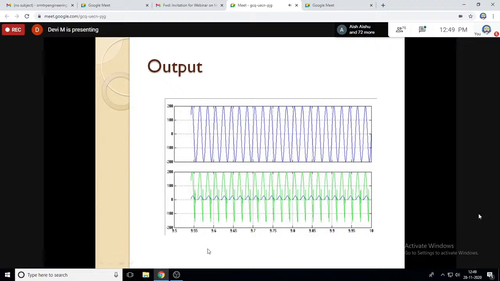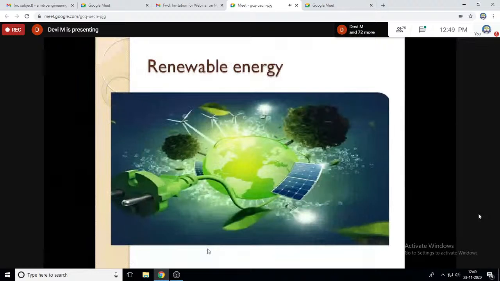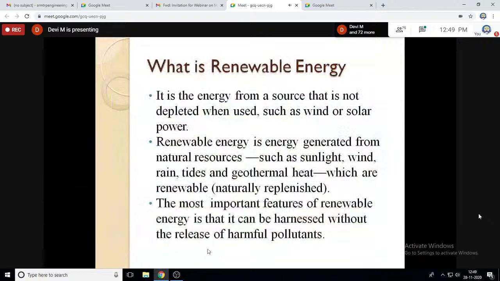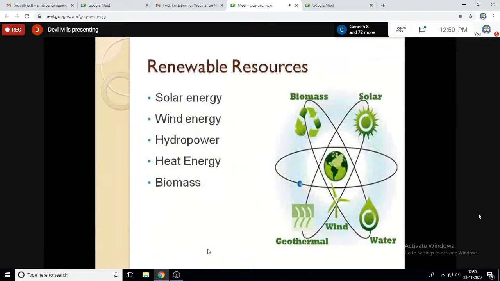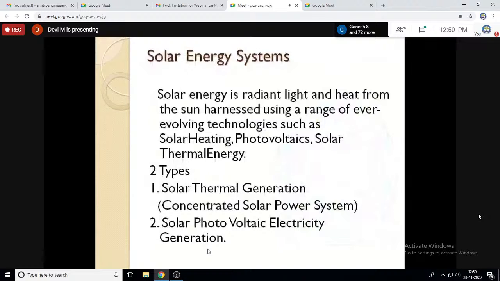So you know why we are going for renewable energy. I think you know this. The source which is available in large quantity is called renewable energy, and these are the types of renewable energy. Here I'm going to deal with only solar. Why particularly solar, ma'am?